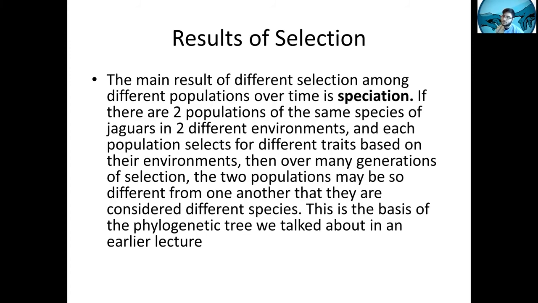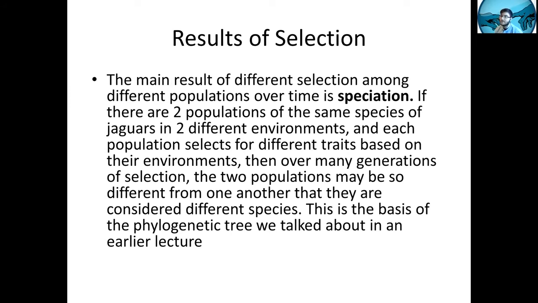Okay. What are the results of selection? So the main result of different selection among different populations over time is called speciation. For example, if there are two populations of the same species of jaguars in two different environments, and each population selects for different traits based on their environment. So say one selects for white fur because they live in the snow, whereas another selects for, I don't know, yellow fur because they live in the sand and all the grass is yellow or something like that. Over many generations, the one living in the Arctic will develop white fur, whereas the one living in the savanna will develop yellow fur.